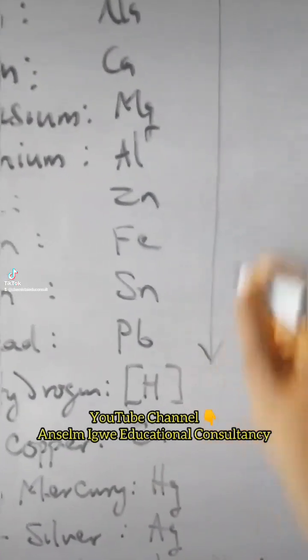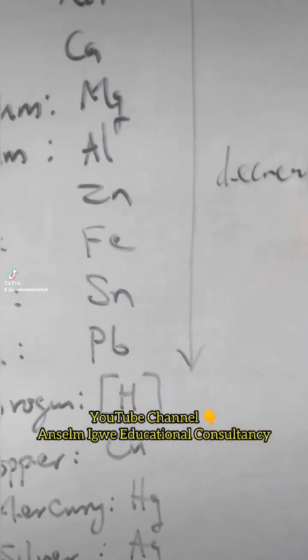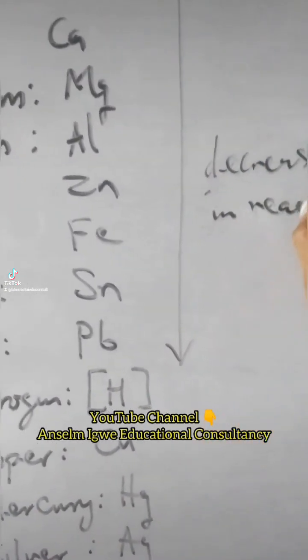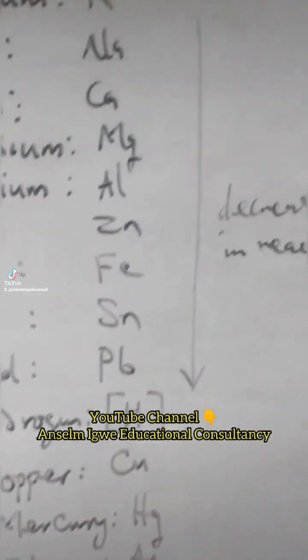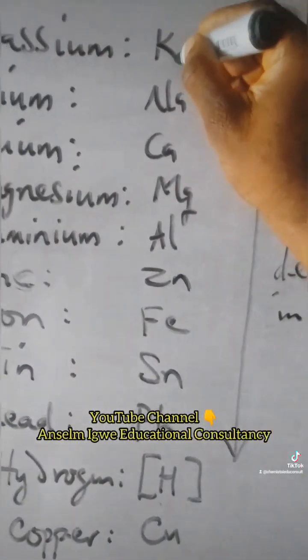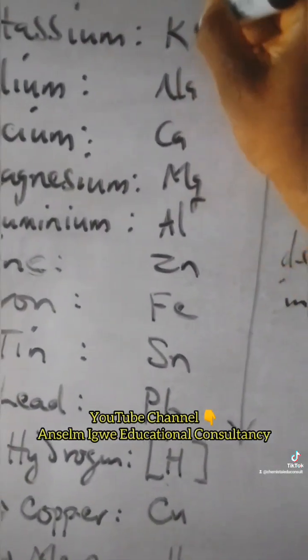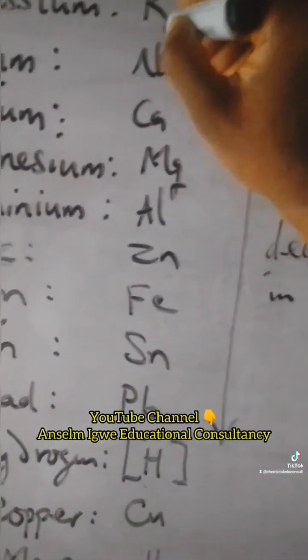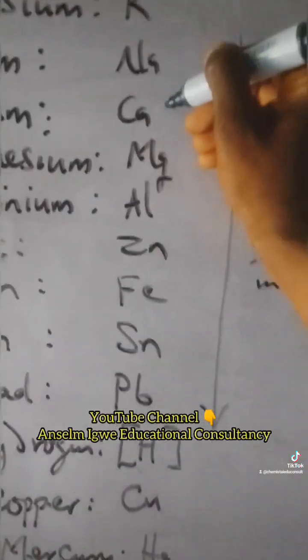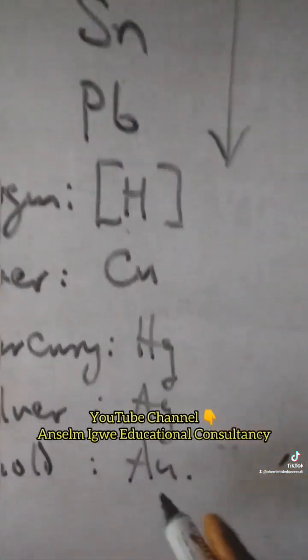This is a decrease in reactivity. That is why this series is also called the activity series. Potassium is more reactive than sodium, which means it is more eager to give out electrons than sodium can. And it continues like that. And the least reactive is gold.